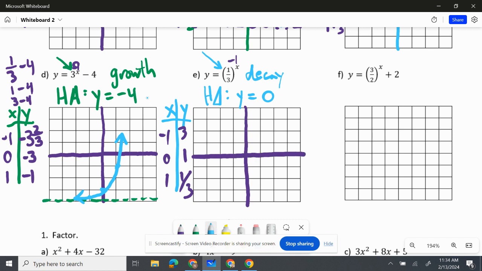We see our horizontal asymptote would be at 0. And then when we graph this, we have (-1, 3), (0, 1), and (1, 1/3).